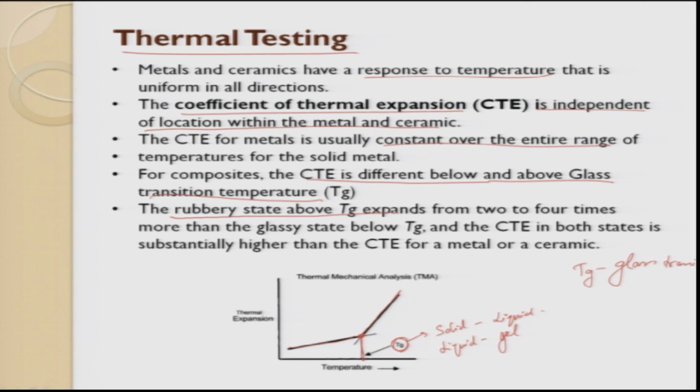The rubbery state above Tg expands two to four times more than the glassy state below Tg. So if your service condition goes higher than this, you are going to see a failure. So what happens when this thermal expansion is more? When the temperature goes high, the tensile strength goes low. So this is a very disastrous thing.